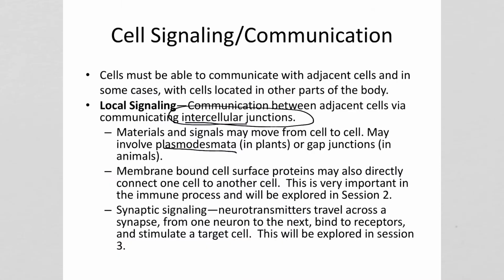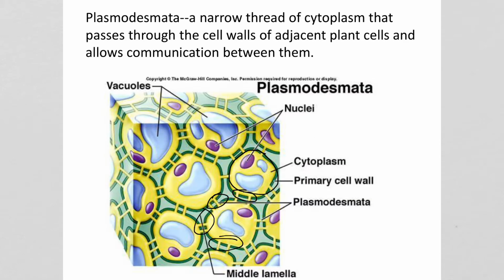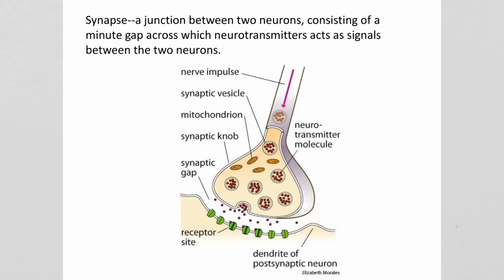Another example of local signaling is what we call synaptic signaling. This happens between adjacent neurons. And these neurons, they don't actually attach. There's a small gap between them called the synapse. And they transfer information, at least signals, back and forth through the use of these little chemical signals called neurotransmitters. So we can see that here.